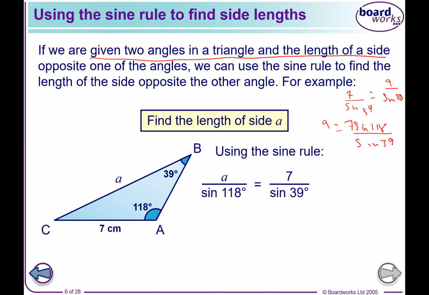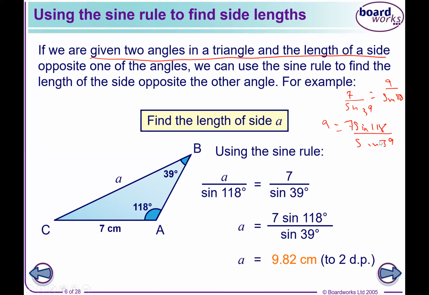Using the rule, A over sine of the angle equals 7 over sine 39. Okay, A equals, and the solution is correct.